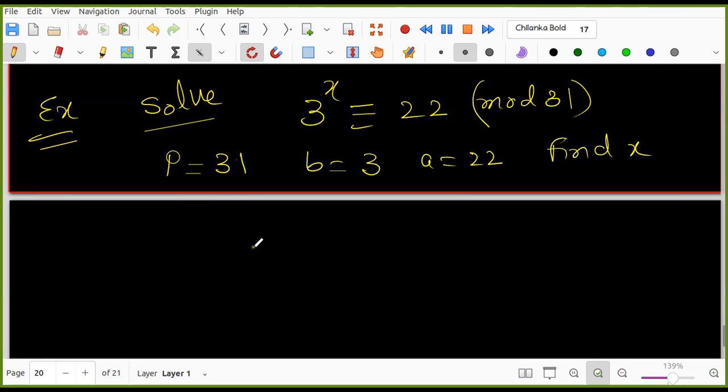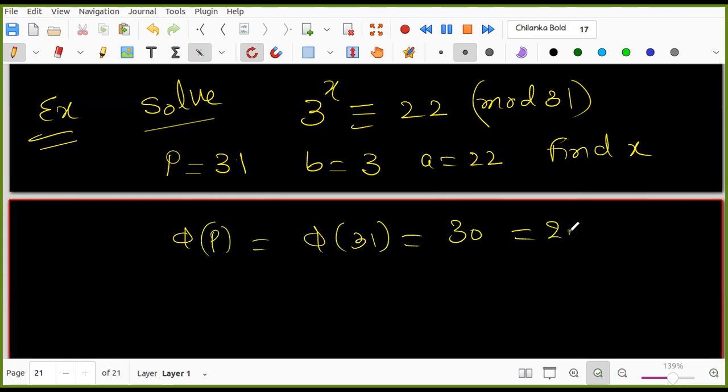What are we doing? What is phi of p? Phi of 31 is equal to 30. That is very small. These are the smallest primes, 2 into 3 into 5. That's why it becomes easy. Here you can easily find the discrete logarithm. I'll tell you how.